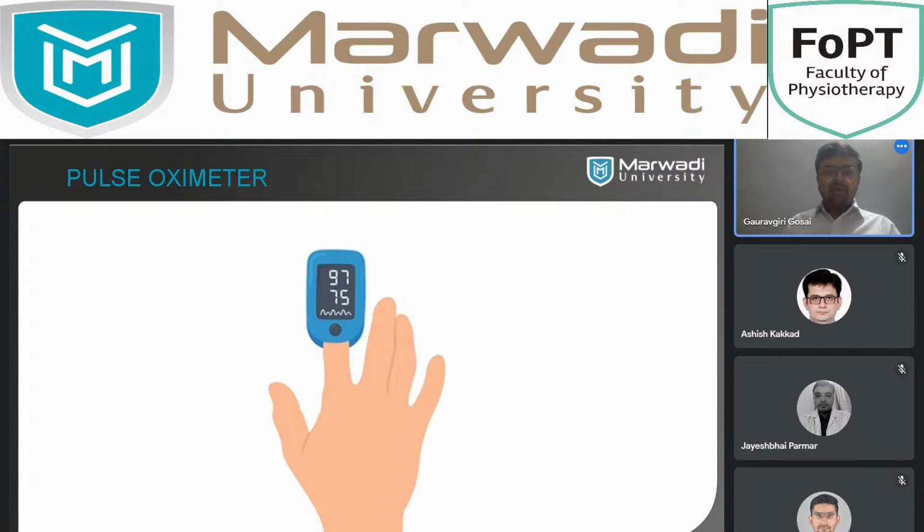So after buying, what you can do first, you should at least sit in relaxed mode for 5 minutes before checking. Whenever you check it, you can take your hand to the heart level, like you can keep your hand on the chest. You can take the device and put it either on your index finger or on your middle finger. You can attach the device firmly to your finger.